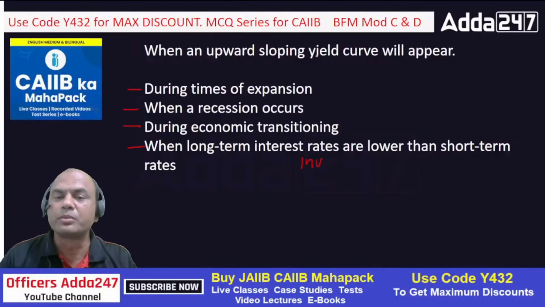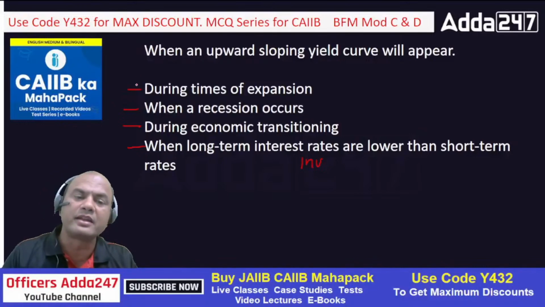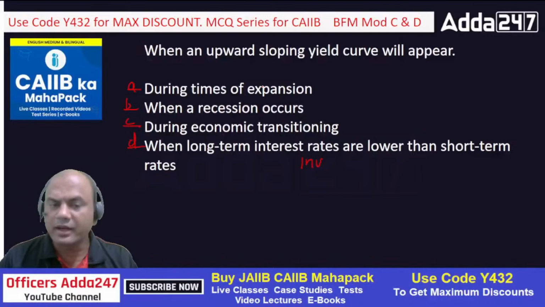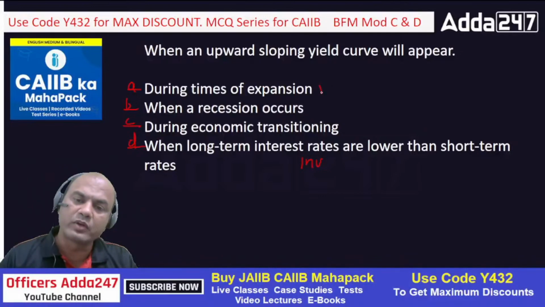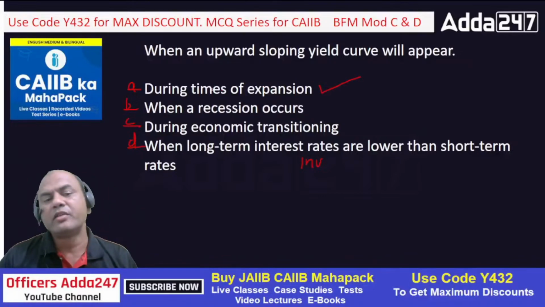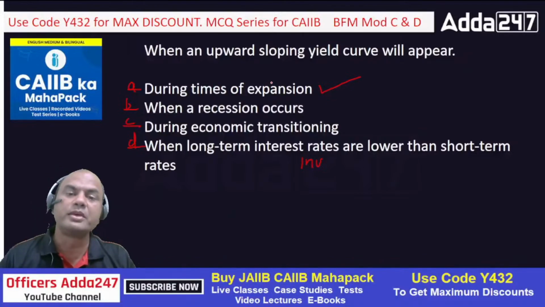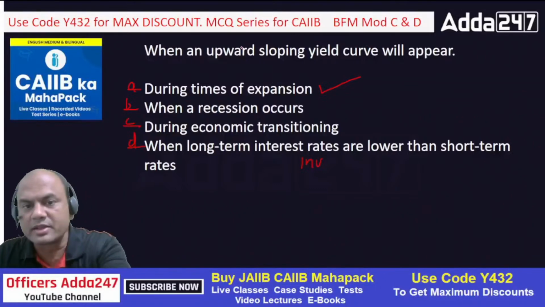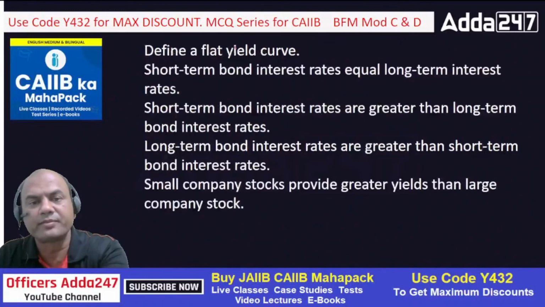So what is the answer for this? When will an upward sloping curve appear? Let's say this is A, B, C and D. Okay, now give me the answer. Which is the correct answer? Correct. The answer is A, during the time of expansion, right? Whenever any country is growing normally and the economy is expanding, at that time the long-term interest rates are higher than the short-term interest rates, and the yield curve is called normal.